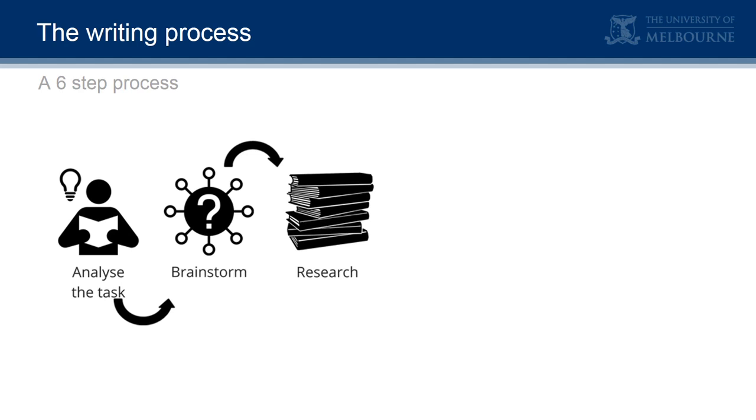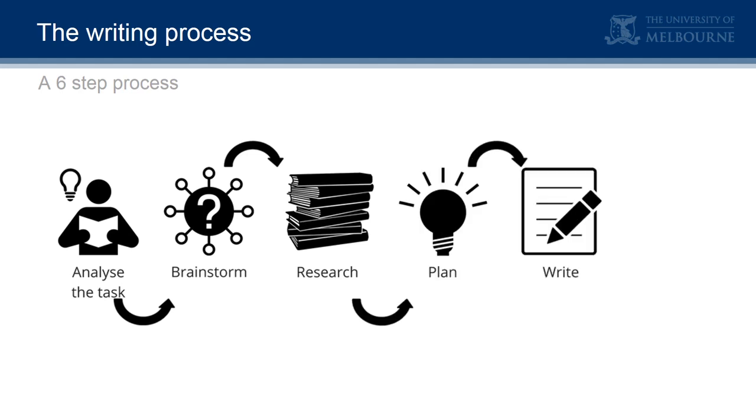In this video, we're going to look at how following a writing process helps you to write efficiently and meet the requirements of your task. There are 6 stages in the writing process: task analysis, brainstorming, research, planning, writing, and editing and proofreading. Each stage generally informs the next, although it may not be an entirely linear process, as you might have to repeat certain steps as you refine your work.